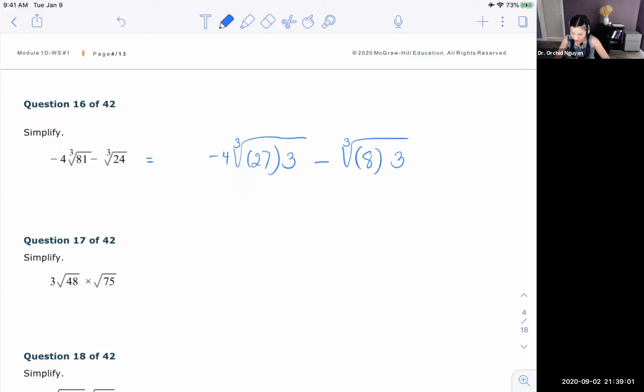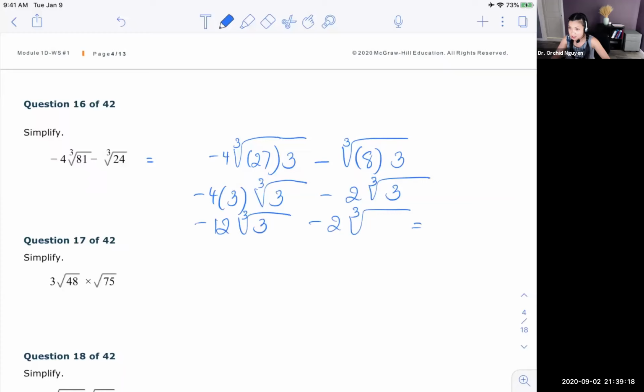Now we're going to take care of those two. So we have 4 times 3, cube root of 3, minus 2, cube root of 3. This is negative 12, minus 2, which is negative 14. And there we have it.